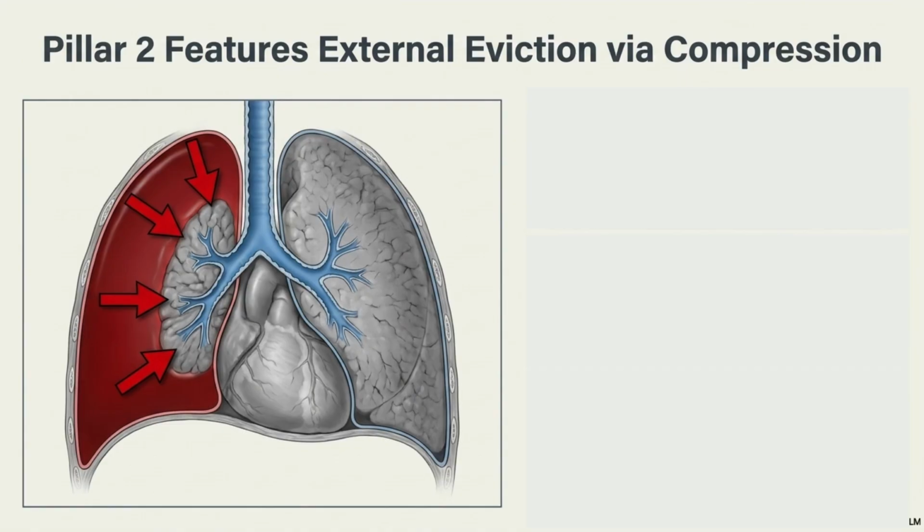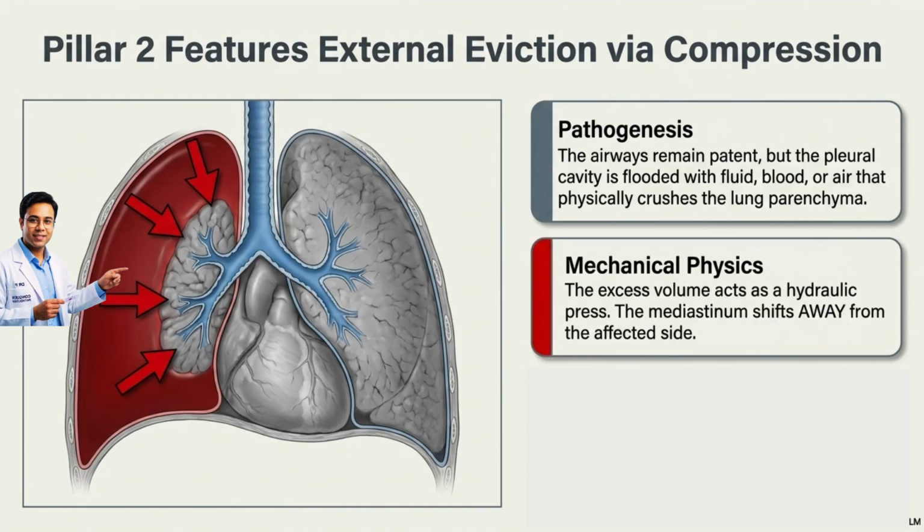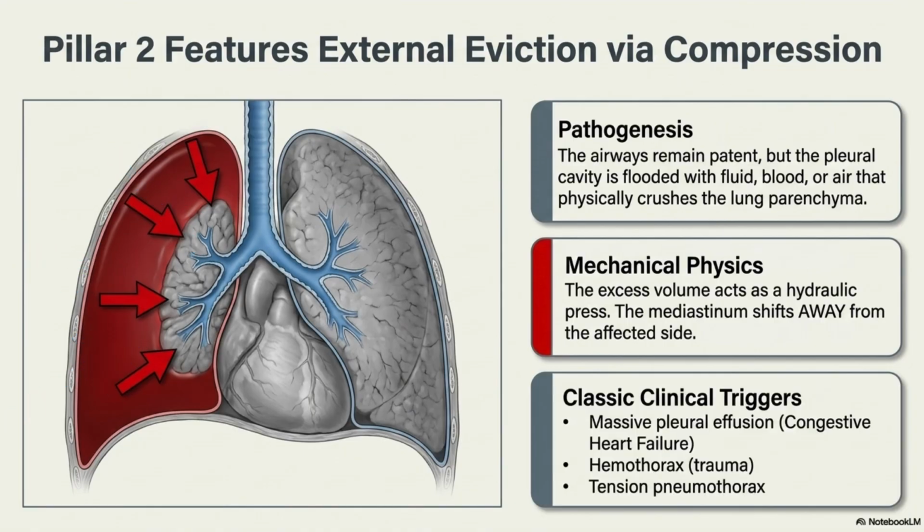Next is pillar 2, which features external eviction via compression. The pathogenesis here: the airway remains patent, but the pleural cavity is flooded with fluid, blood, or air that physically crushes the lung parenchyma. The mechanical physics: the excess volume acts as a hydraulic press and the mediastinum shifts away from the affected side. Classic clinical triggers include massive pleural effusion from congestive heart failure, hemothorax from trauma, and tension pneumothorax.